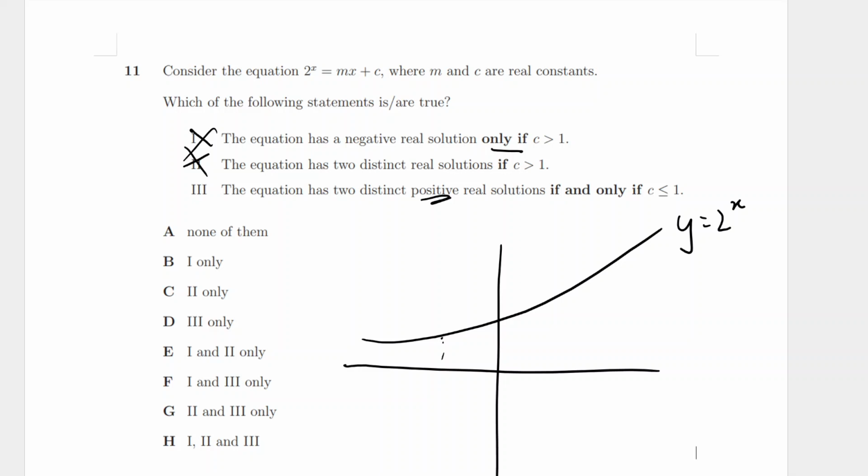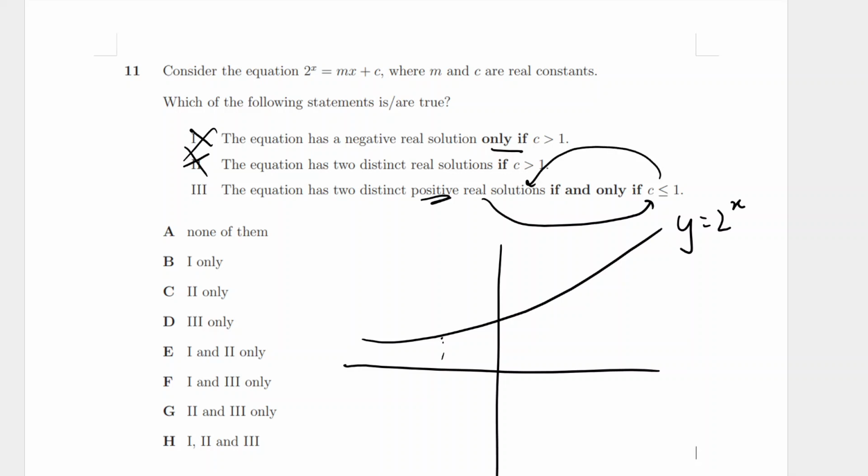Okay, so this way implies this. If the equation has 2 distinct positive real solutions, that implies c is less than or equal to 1. Okay, so the only if direction is, what's the word, satisfied.